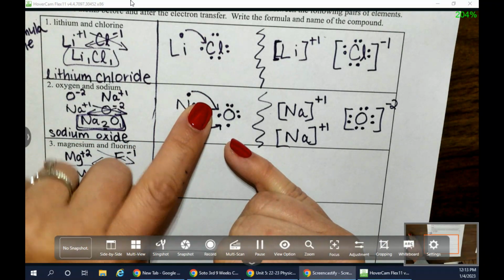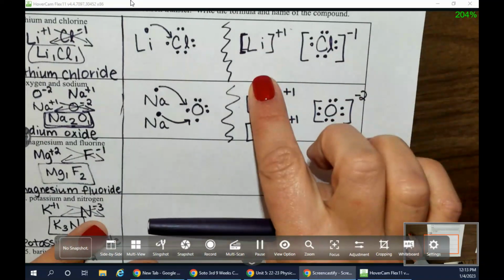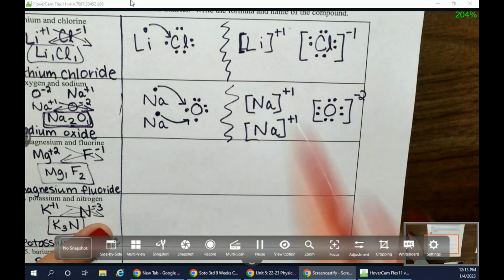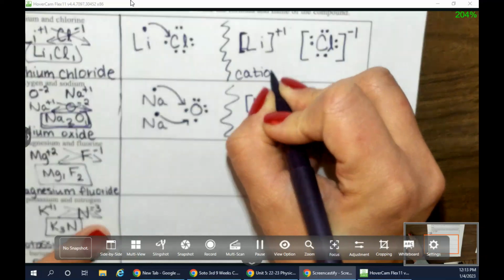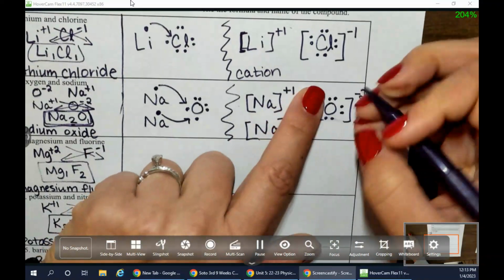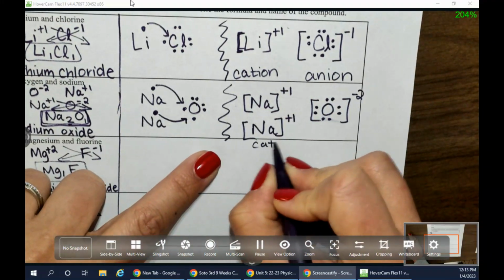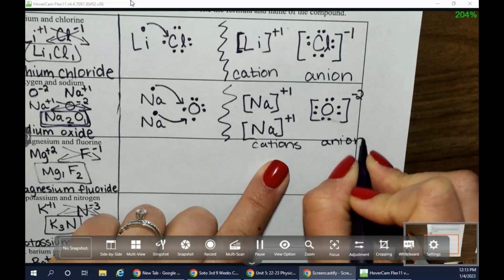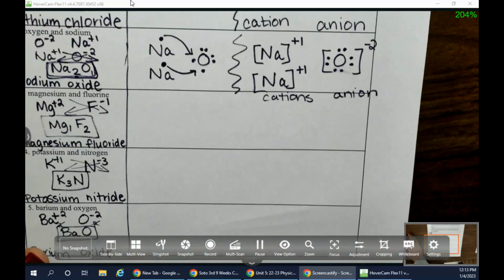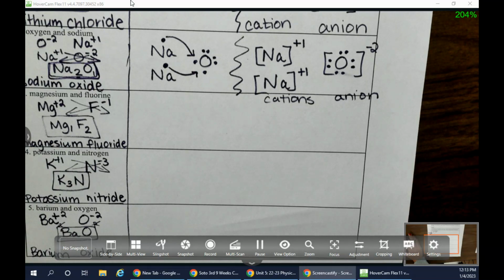Okay? And I forgot to put it up here on this one. So let's go back up to this. What is the positive ion called? It's a cation. And then your negative one, anion. Right? So always your cations are the ones giving it away, and your anion is the one that is accepting, or ones that are accepting. Okay? Any questions so far? Let's try the next one.